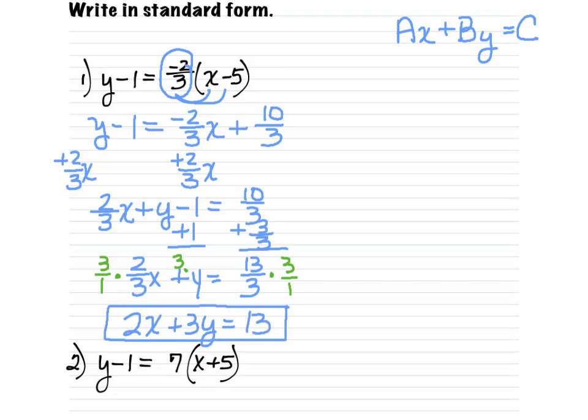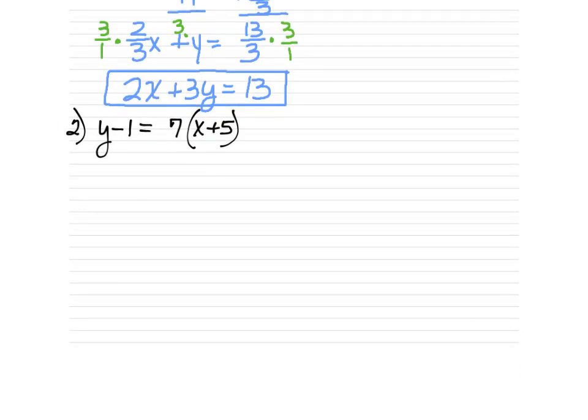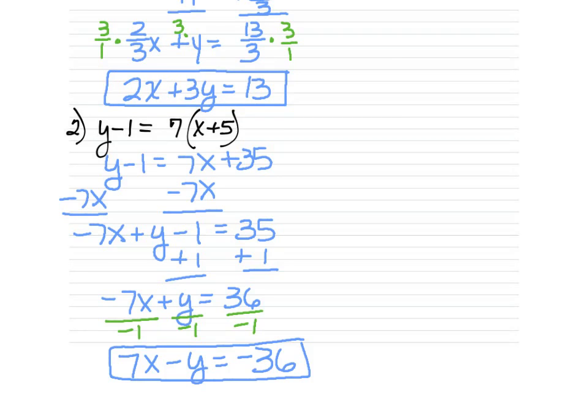All right, same set of directions. Go ahead and work on number 2. Write that equation in standard form. Pause your video, please. Okay, please check number 2. The answer is 7x minus y equals negative 36.